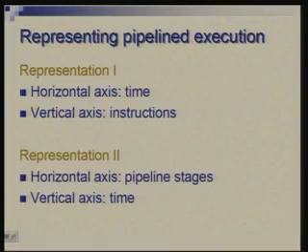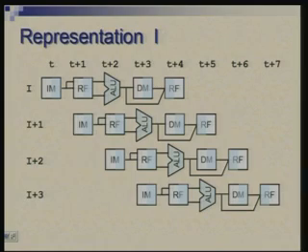All right. So, now how do we represent execution of multiple instructions over the pipeline? There are two approaches which we can follow. One representation is that on the horizontal axis we represent time, and on the vertical axis we represent different instructions, to show a sequence of instructions. Alternatively, we can show pipeline stages on the horizontal axis, and on the vertical axis we show time. So, let me illustrate both of these.